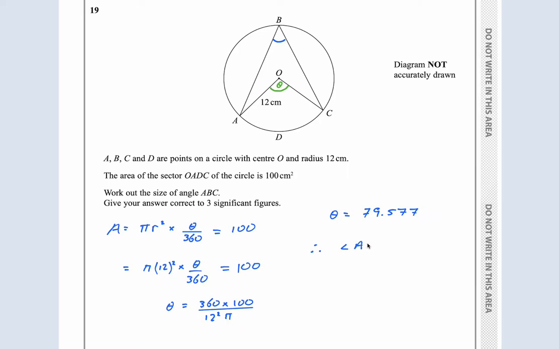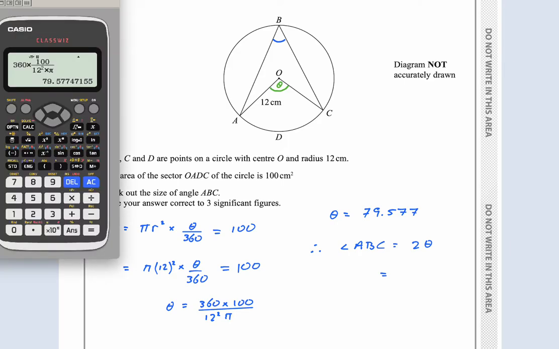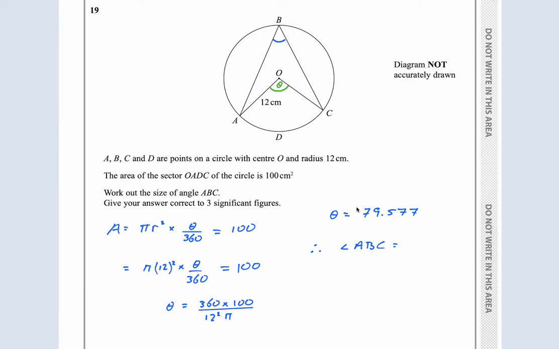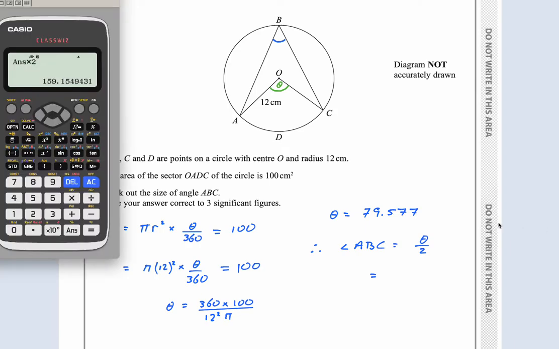Therefore, angle A, B, C is equal to 2 theta, which is 2 of these. So I'm just going to do this times 2. It's 159.15. Sorry, what am I doing? It's not equal to, I know I made a mistake there. It's far too big. This angle is twice the size of this angle. So ABC is theta divided by 2.